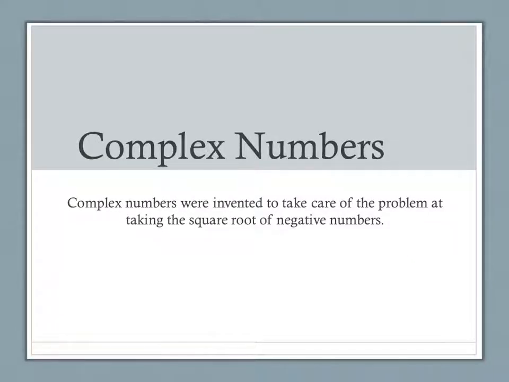Okay, guys, we're going to talk about complex numbers. A complex number was invented to take care of the problem. Remember when we talked about if I had the square root of a negative, we said there was no real solutions? Well, math people didn't like that, they couldn't solve that. So complex numbers is a way to solve problems when you have a square root of a negative number.